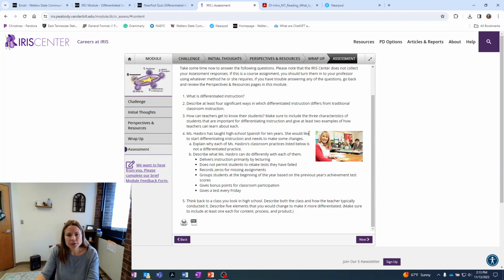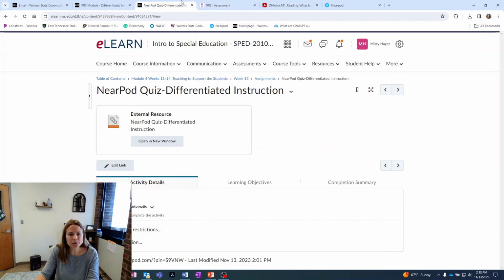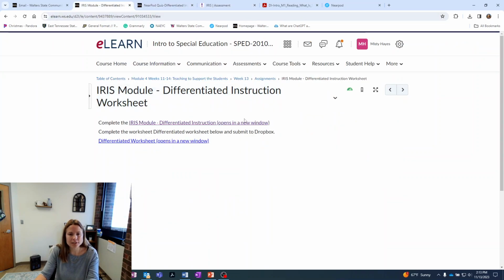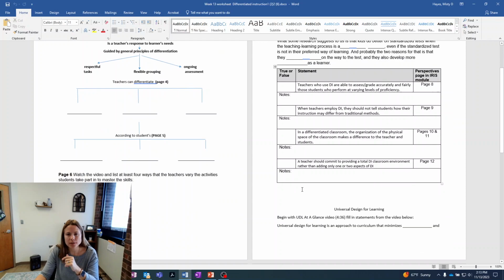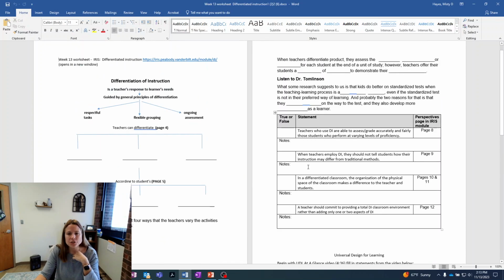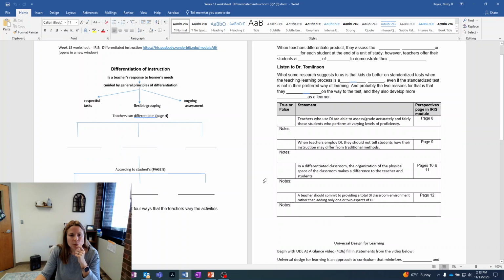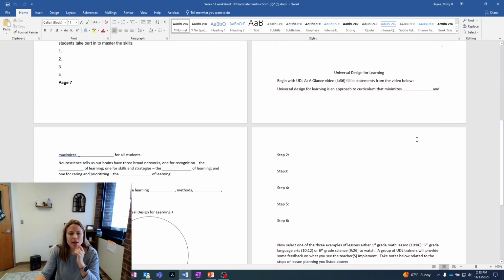You will not be turning this in. When you're finished with the IRIS module, yes, I encourage you to do the assessment, but you're going to be looking specifically at a worksheet. This is what you will submit to Dropbox, and that is what I assess. So this is going to assess your learning. Within the worksheet, I actually provide you with page numbers, so you'll know exactly what page I'm referring to, where you can find the answers inside the IRIS module. So please pay attention to that.